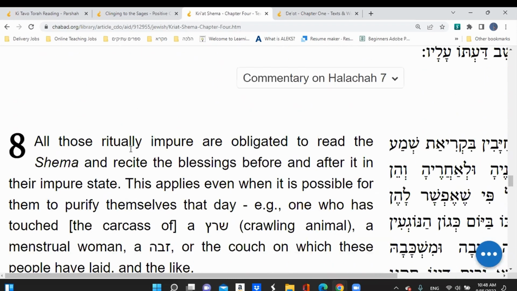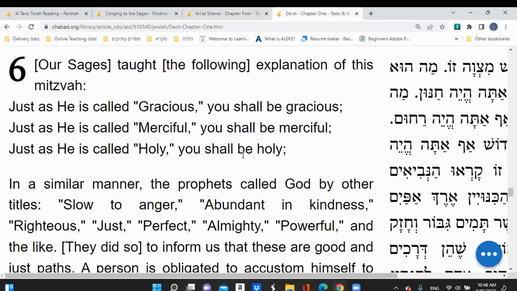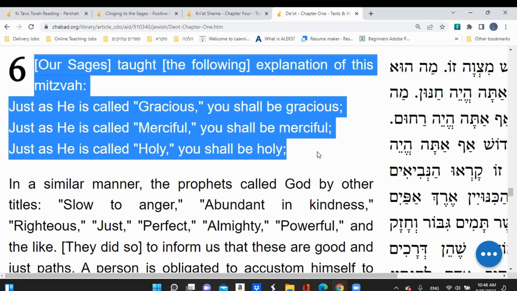Okay, so we will begin with halakha 8 next week. We'll do two or three. If anybody wants to go, feel free to go. I know we're doing longer than normal. So halakha 6 is where we left off last week. Halakha 6 of chapter 1 and the laws of de'ot, character traits. So let's review it. Go ahead.